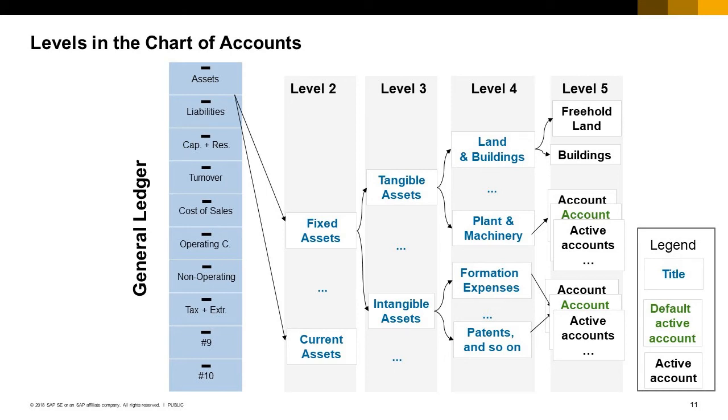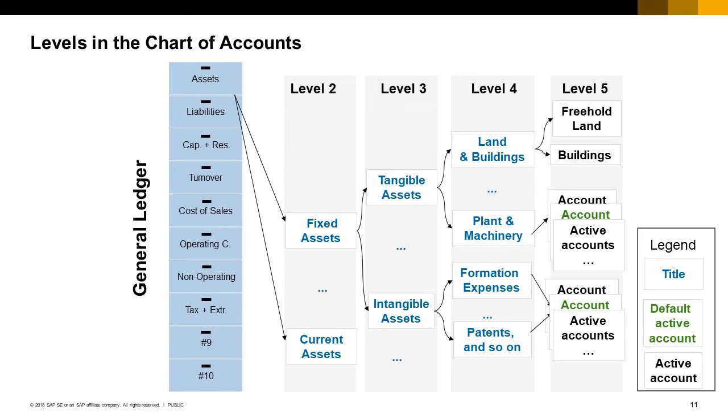A title account summarizes all the balances of the active accounts underneath it. Let us look at this specific example of a chart of accounts that contains 5 levels. Levels 2 through 4 can contain either active accounts or titles that combine several active accounts. Level 5, in this example, contains only active accounts. Note that only active accounts can be posted to in SAP Business One. Financial reports display both title and active account balances.